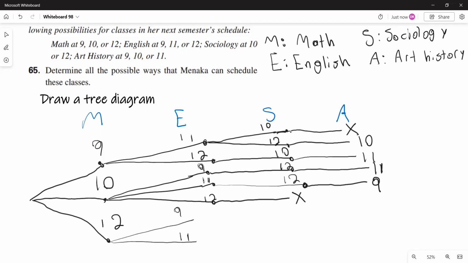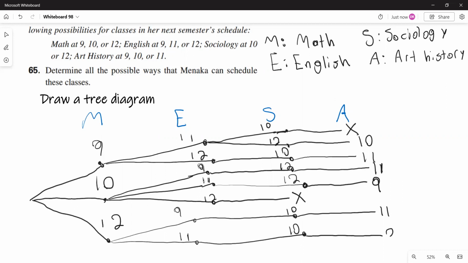Okay, so math at 12, English at 9, she can take sociology at 10. And art history at 11. And finally, math at 12, English at 11, she can take sociology at 10, and art history at 9. So if we count the possibilities, she can do this in 6 ways.